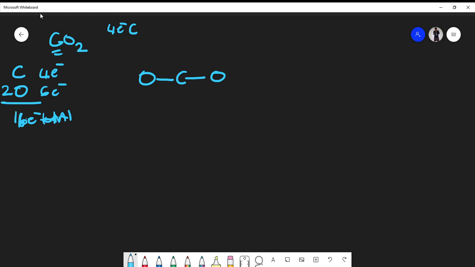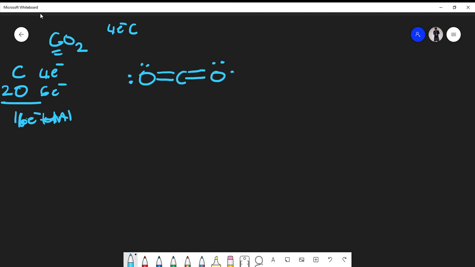So I'm going to try putting a double bond between carbon and each oxygen, and now I can see that carbon has a full valence: 2, 4, 6, 8. So carbon is satisfied. Now what about oxygen? Oxygen is not. We only have 4 electrons around each oxygen. Carbon's valence is full, so we can't put anything else around it, but we have these lone pairs that could be your best friends.